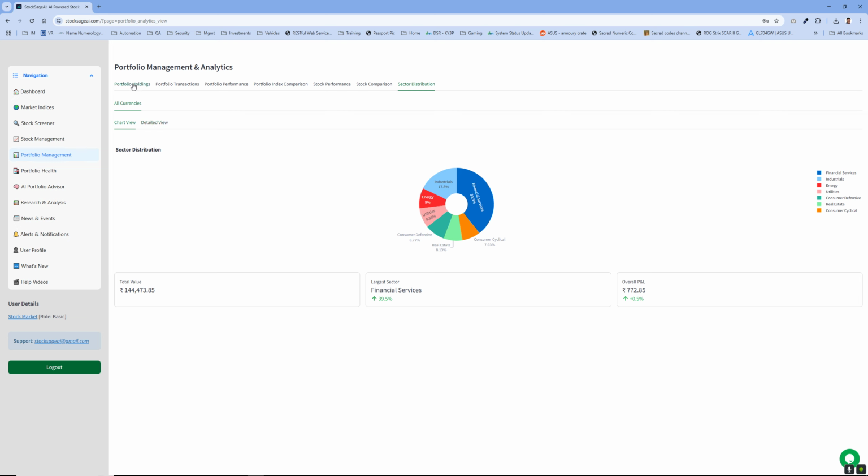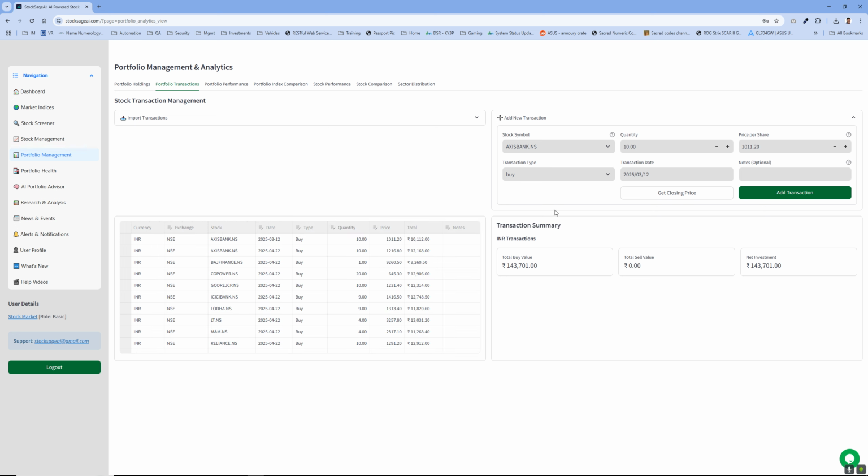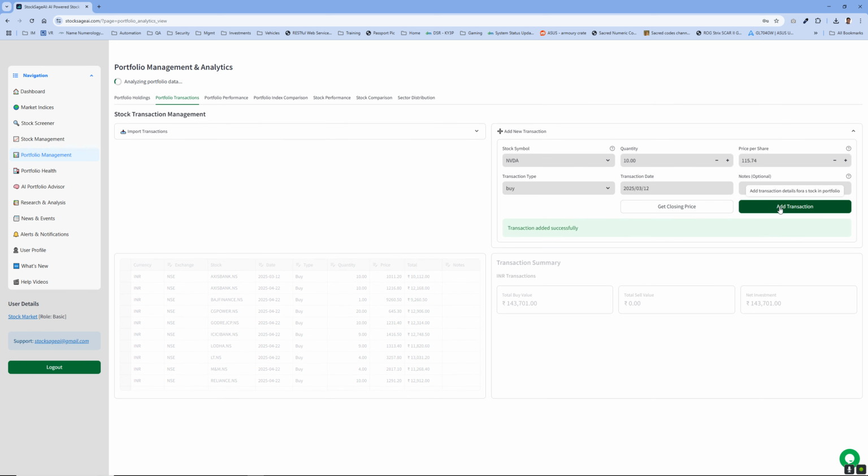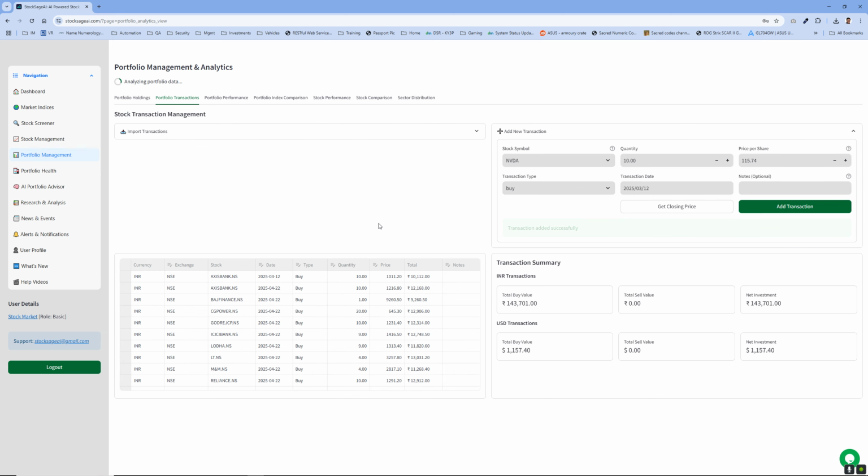I'll quickly modify this to showcase it. Currently, we're seeing the data for India. So let me quickly add NVIDIA to this list. So let me buy NVIDIA for 10 stocks. Let's keep the date same. The closing price is $115. Let me add a transaction. And then you will see what's the difference if you're buying in a separate currency or a separate market.